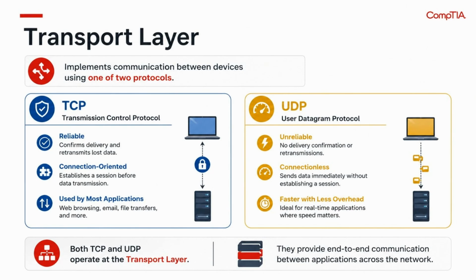The transport layer is implemented by one of 2 protocols. TCP, Transmission Control Protocol, is reliable and used by most applications. UDP, User Datagram Protocol, is unreliable but faster with less transmission overhead. TCP checks for errors and confirms receipt. UDP just sends the data without those guarantees.